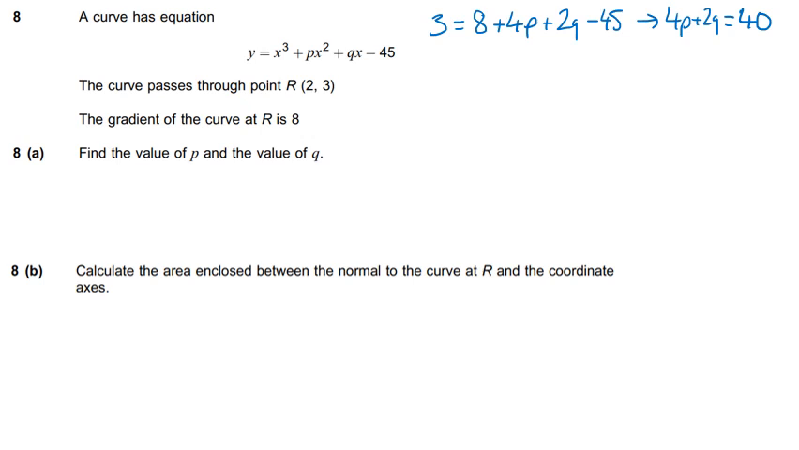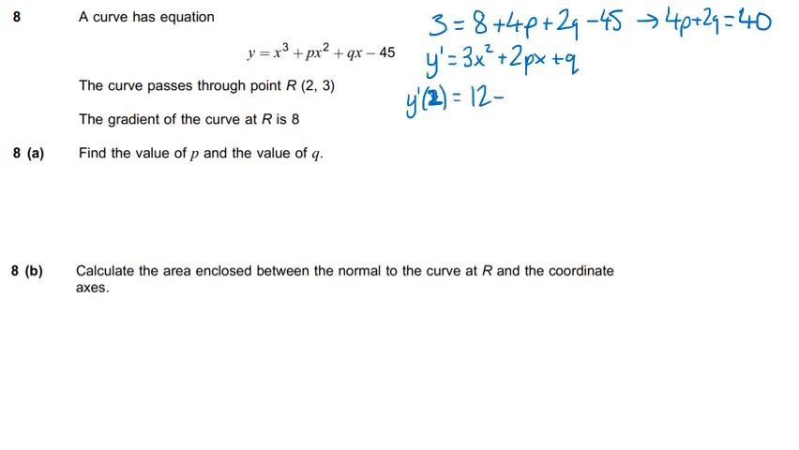We've also got that the gradient of the curve at R is 8. So how do I find the gradient? Well, we're back to derivatives again. So y prime, the derivative, is 3x squared plus 2px plus q, and then 45 was a constant, so that just disappears. And we want to evaluate that when x is equal to 2.